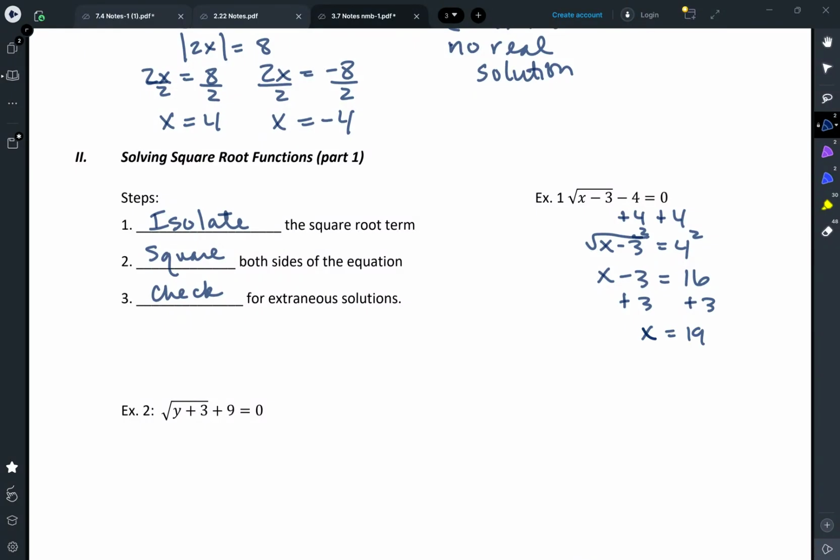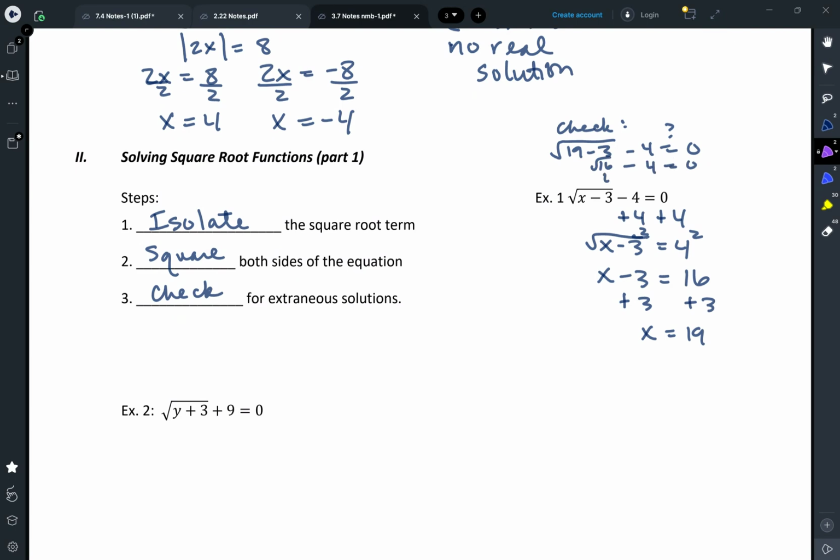And let's make sure that works in the original problem. So if I just do a quick answer check, if I take the square root of 19 minus 3 and then subtract 4, does that really equal 0? Well, square root of 19 minus 3 would be square root of 16.